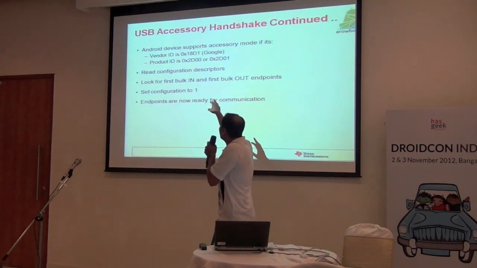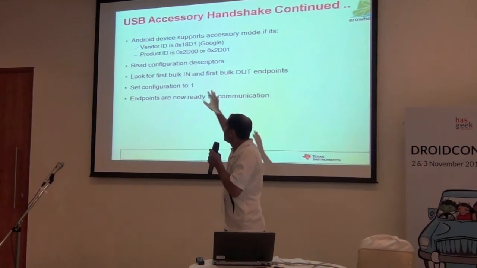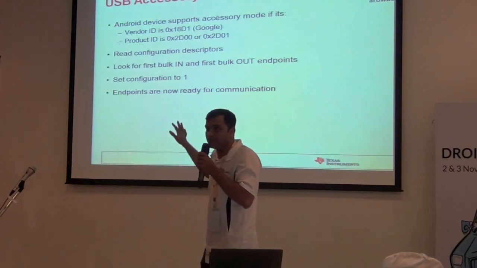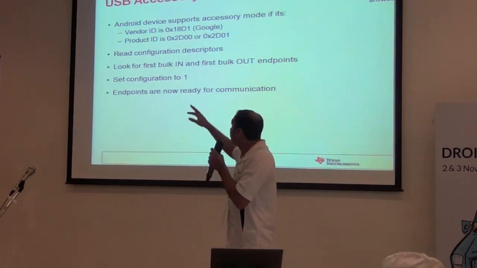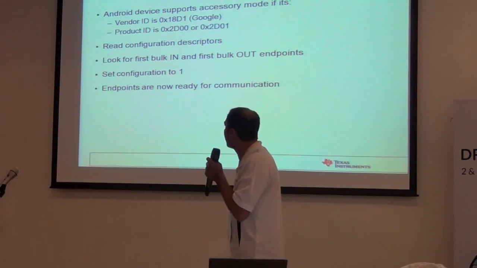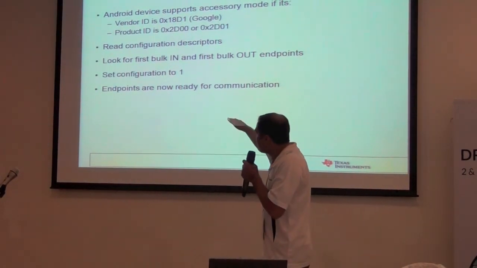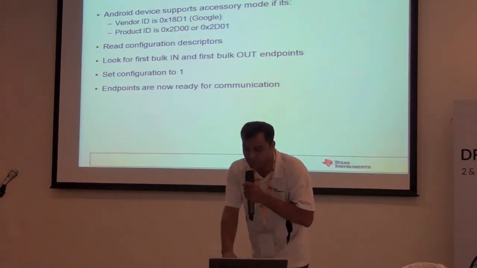To detect whether the device is in accessory mode or not, the USB vendor ID should be 18D1 and the product ID should be 2D00 or 2D01. If this is the case, then your phone is in accessory mode. After that, the accessory will read the configuration descriptor and check for bulk-in and bulk-out endpoints of USB to communicate with the Android powered device.